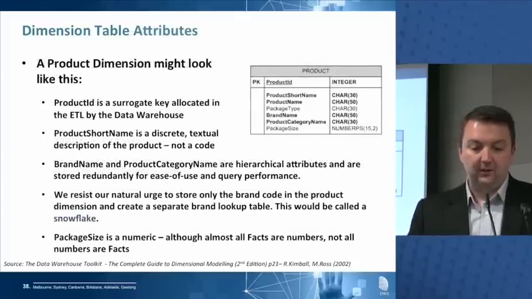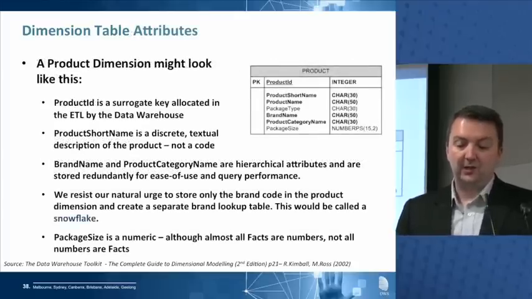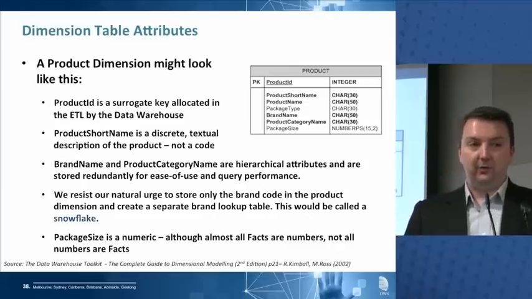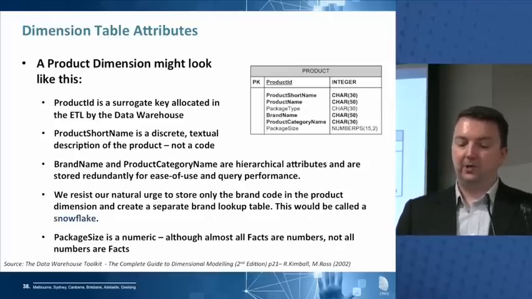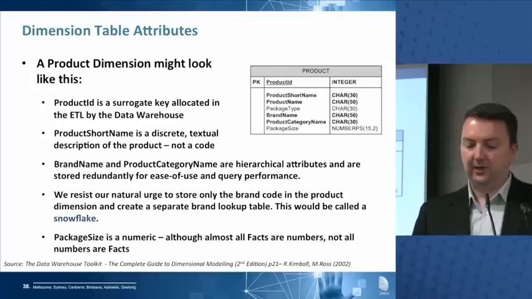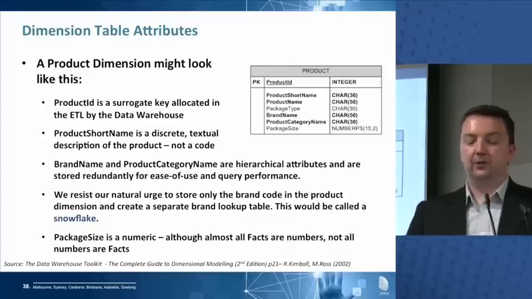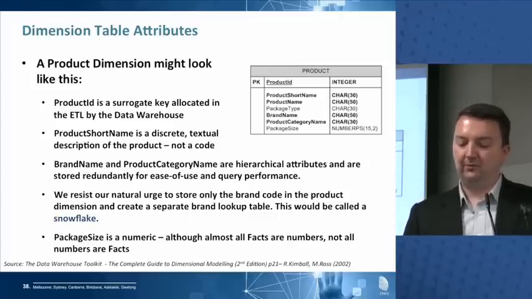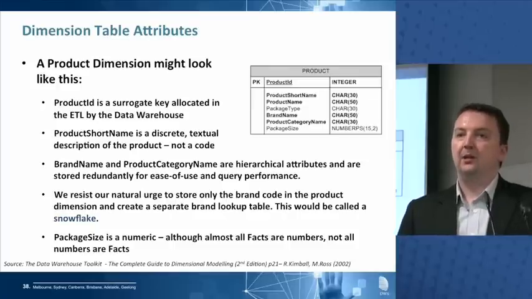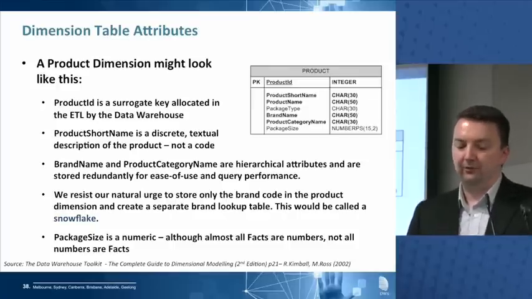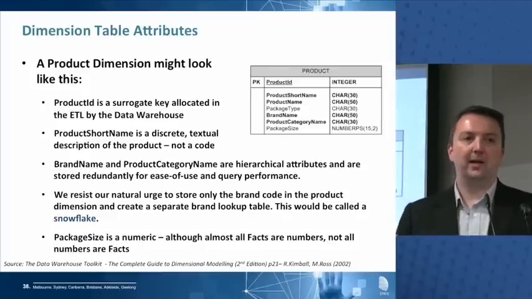Okay, in a dimension table, this is the sort of thing you might see. So every row that comes in from the source system will allocate a unique key to it. All right, that's our product ID. Then we've got different descriptive attributes. We've got a short name for our product, a long name for our product. Then we've got some hierarchical attributes in there. We've got a package type and a brand name.